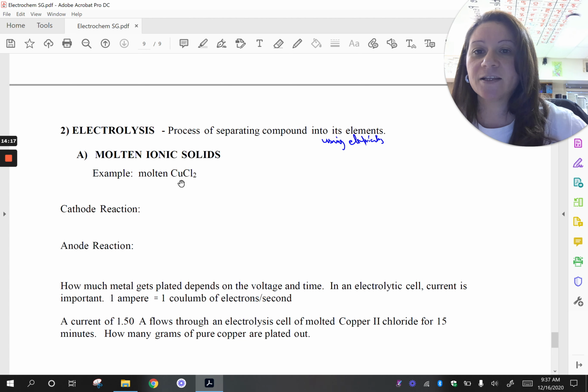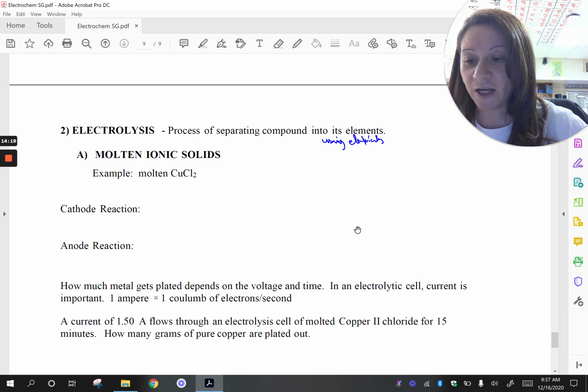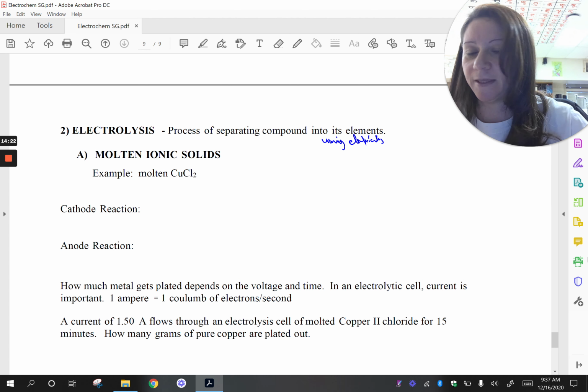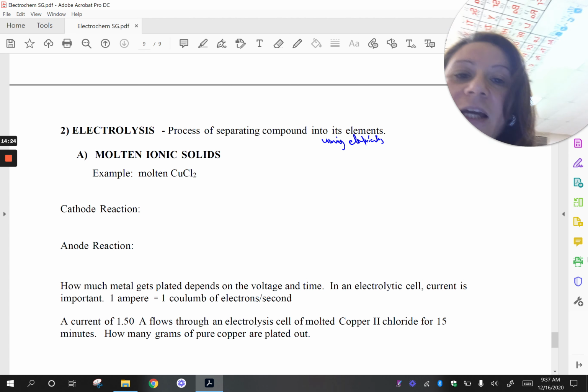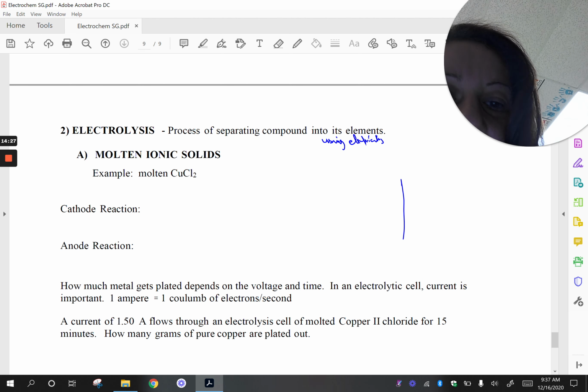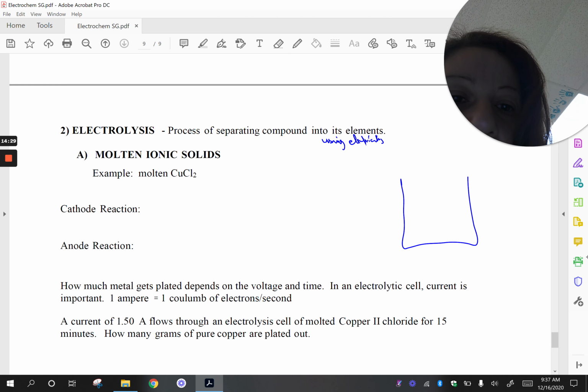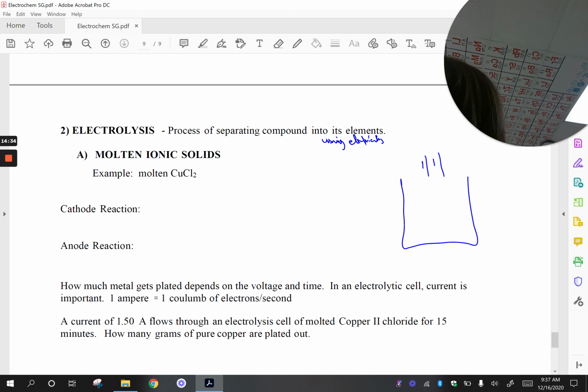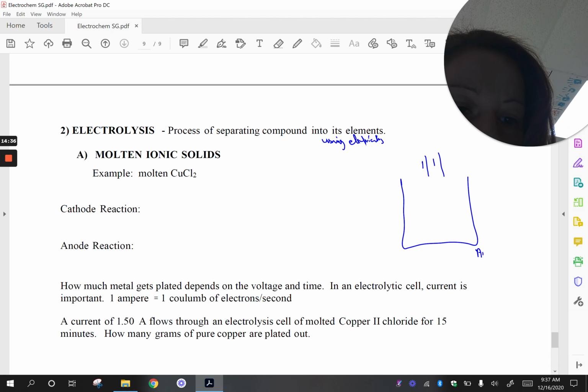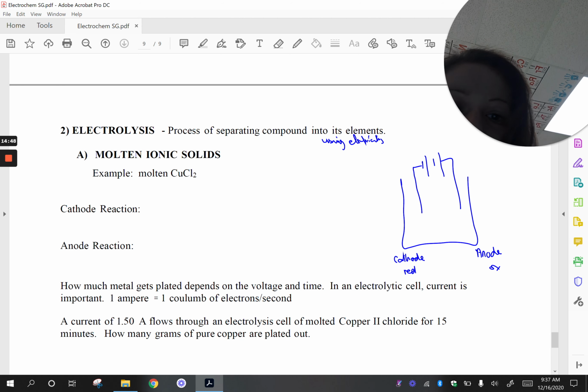If I were to take copper 2 chloride, melt it, and then connect it to electricity, here's what I would do. I would get some sort of vessel. I need a battery source. And remember, the anode is here, the cathode is here. This is where oxidation occurs. This is where reduction occurs. I need my 2 wires here.